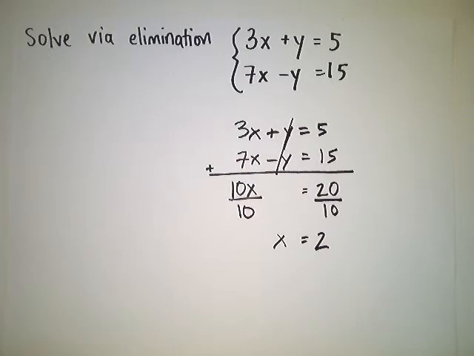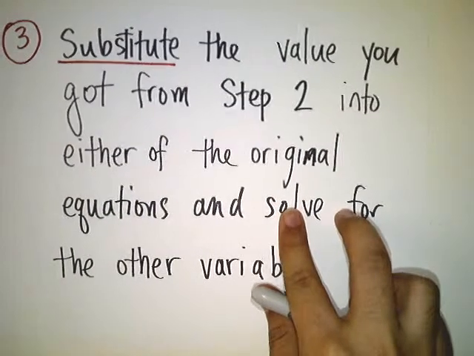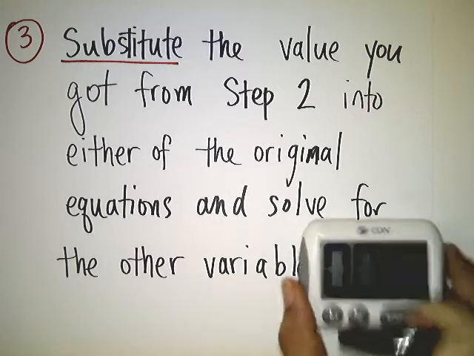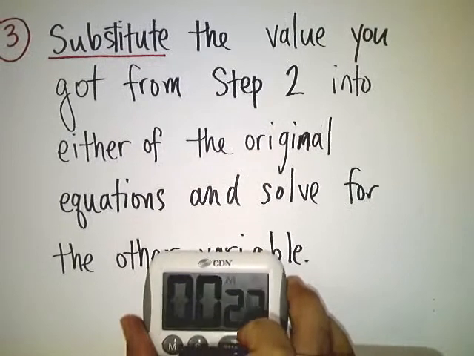Now we're ready for the third step of the elimination method. The third step should look pretty familiar. All we're going to do is substitute the value you got from step 2 into either of the original equations and solve for the other variable. So let's go ahead, take 30 seconds, copy this down, and then we'll move right into it.